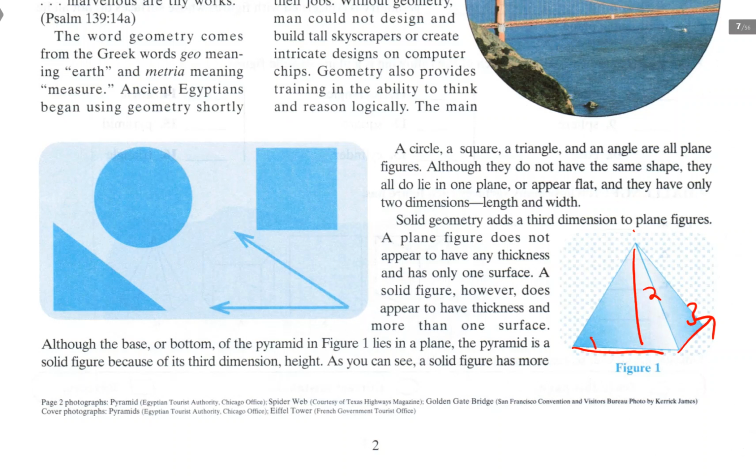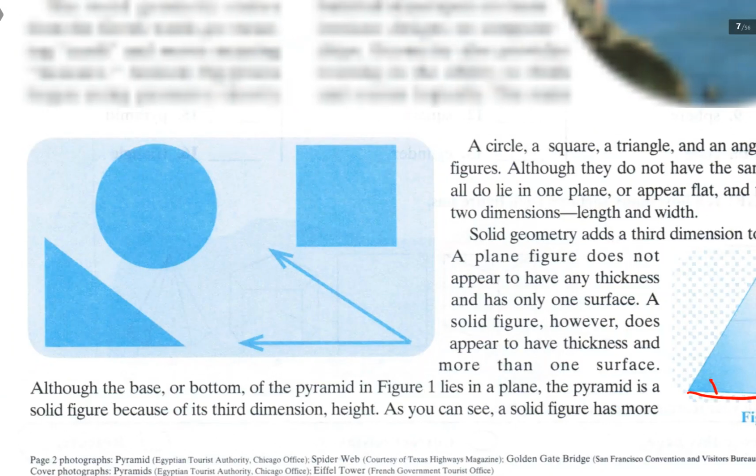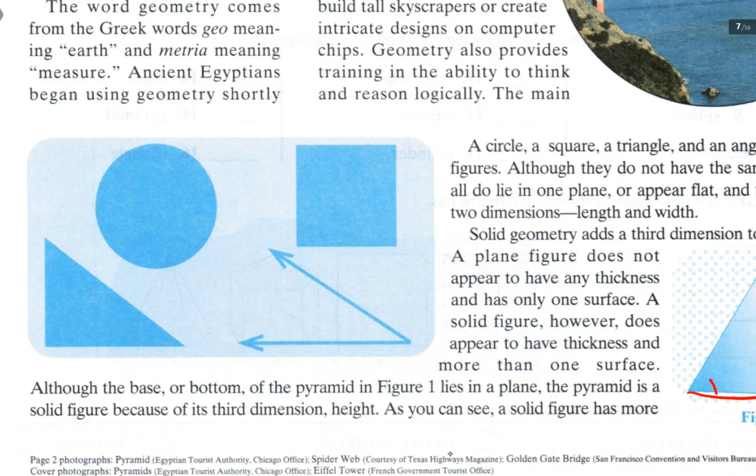That's solid geometry. In plane geometry, you're only dealing with objects that have two measurements, length and height, or length and width. And mainly throughout the course, we're just going to be learning or going over plane geometry.